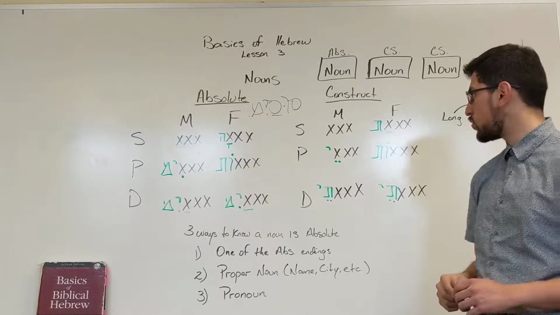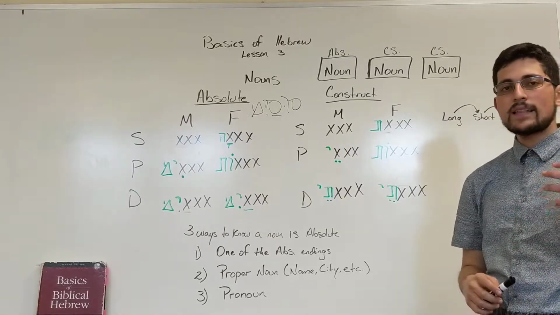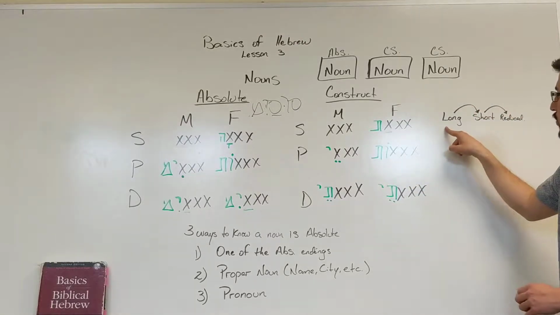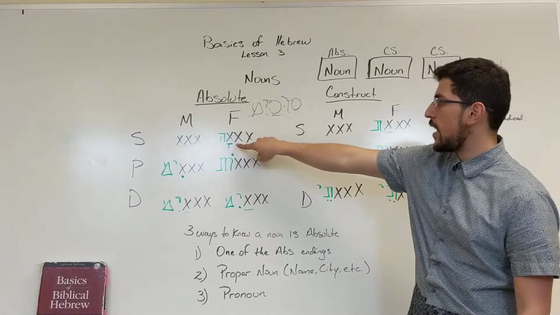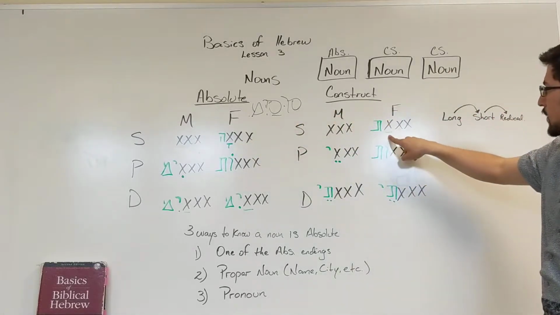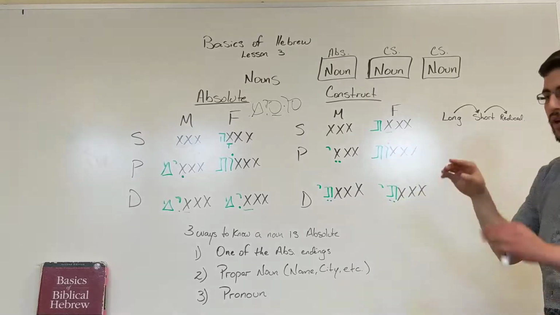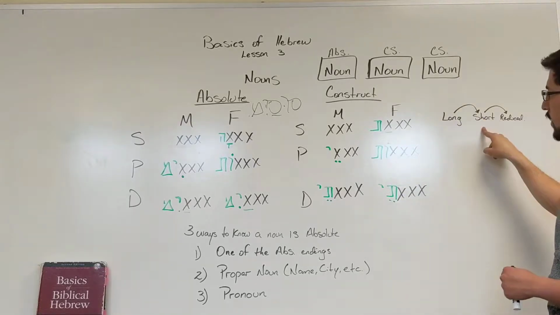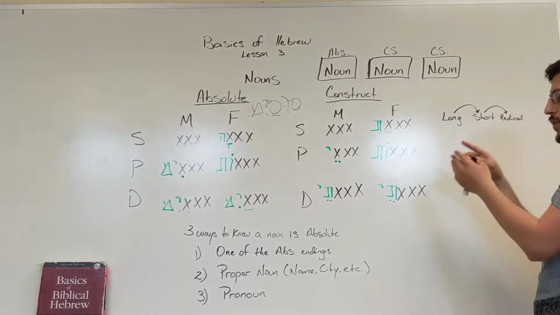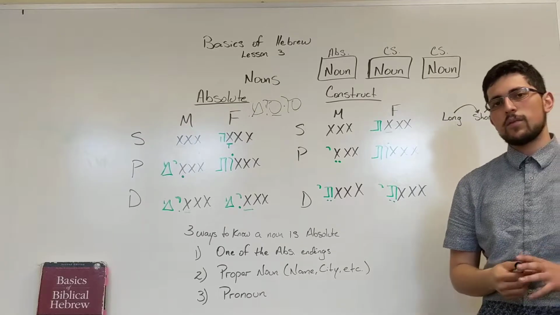Another thing to also notice is that the vowels get reduced. So usually, for example, here we have a kamets. It goes into a patah right here. So it goes from long to short. And if you have a short one, it goes to a reduced one. So those are a couple of the things.